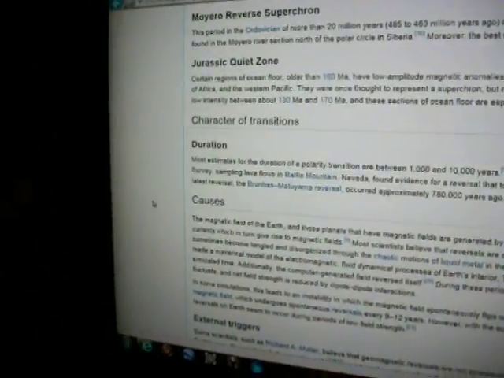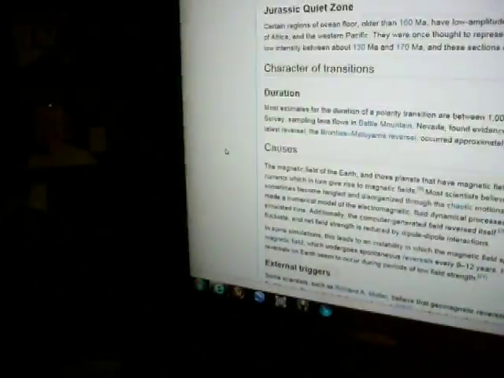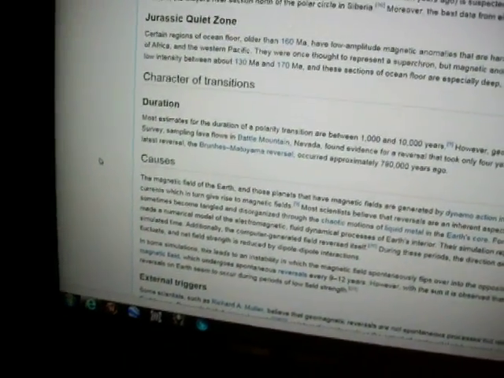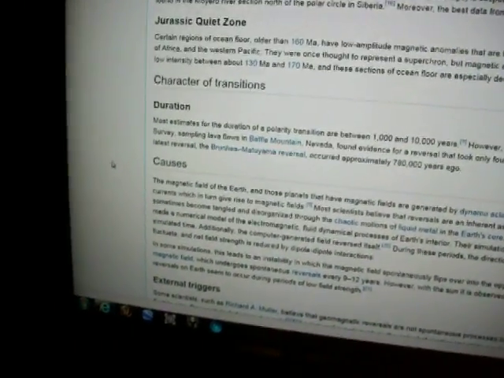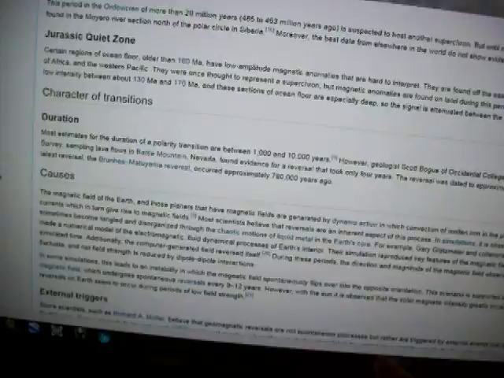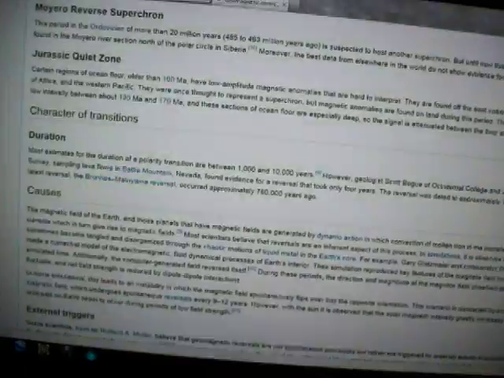So then you go on, you read through this, and it comes down to this part here that I was getting at. It says, in some simulations, this leads to an instability. Oh, sorry, I better read this first. Computer-generated field reversed itself in 40,000 years of simulated time. During these periods, the direction and magnitude of the magnetic field observed at any point on the surface fluctuate, and the net field strength is reduced by dipole interactions. So that's the polarities interacting with each other.